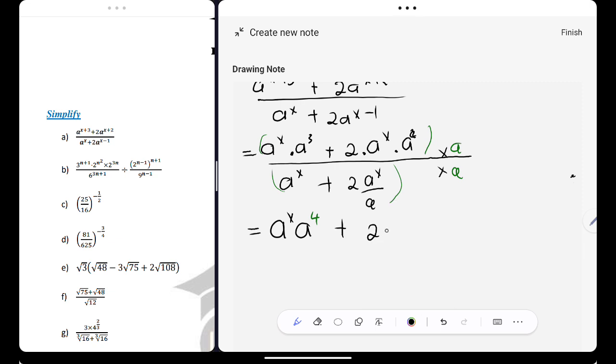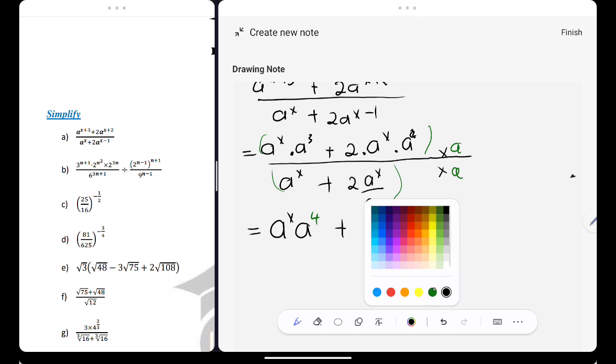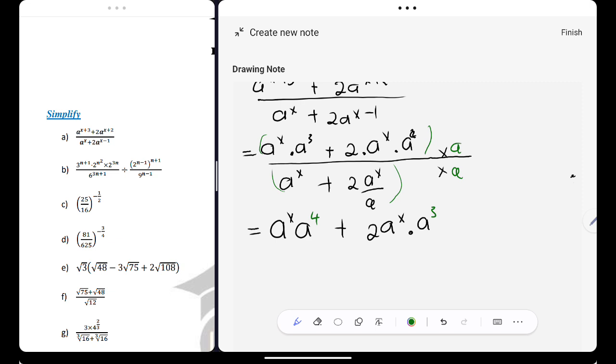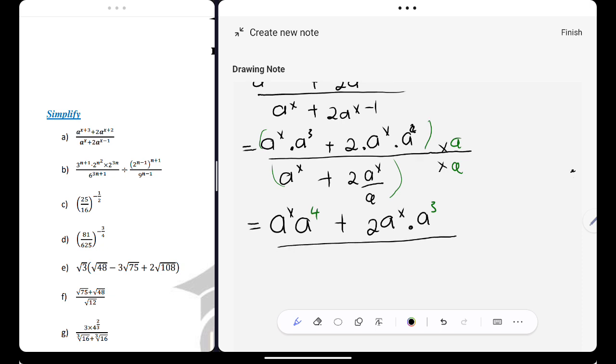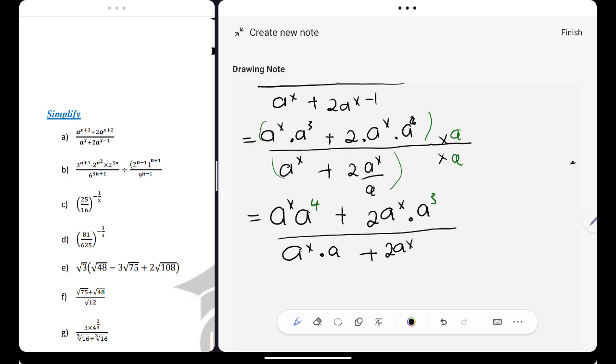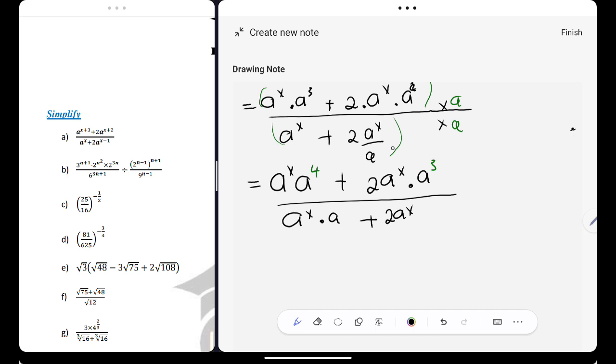So here I'll have 2 to the power a, and then a to the power 3, because 2 plus 1 is 3. These two things are multiplying, so the exponents will add. In this case, I will have a to the power x multiplied by a. They will just multiply one another, and on the other part I will have 2 to the power 2 times a to the power x, because the a's will just cancel. Now I don't have fractions within a fraction. I can work properly.